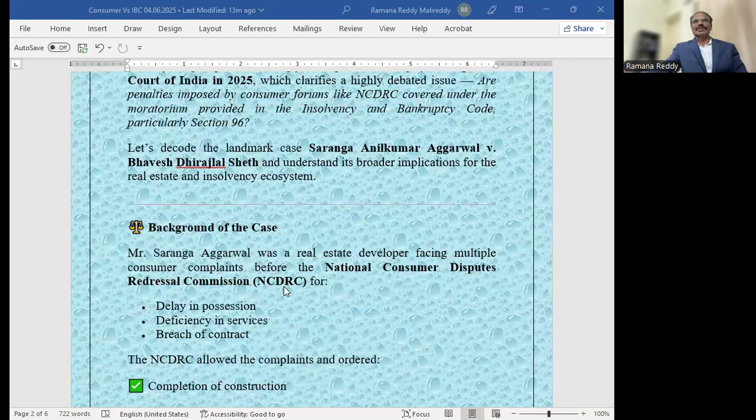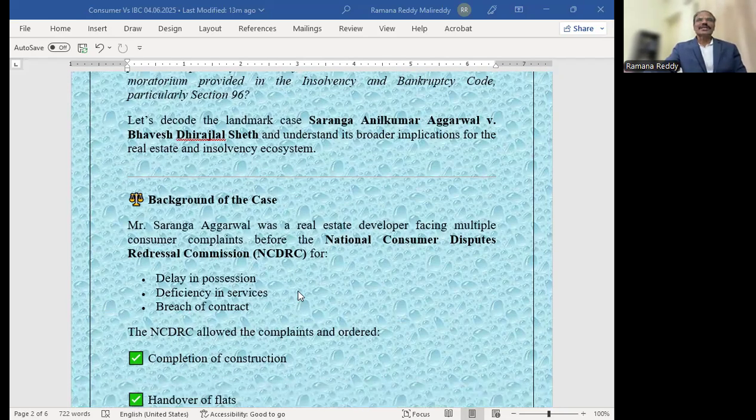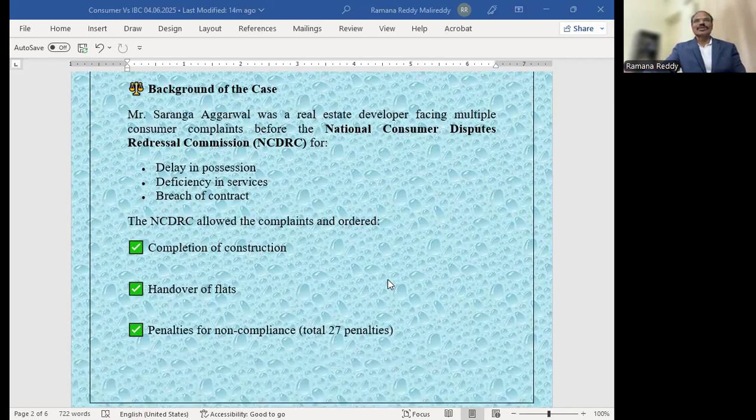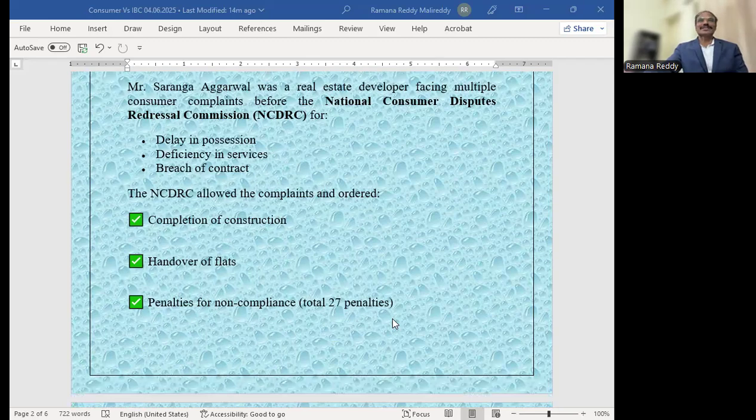Now I will take you to the background of the case. Mr. Saranga Agarwal was a real estate developer facing multiple consumer complaints before the National Consumer Disputes Redressal Commission, that is NCDRC, for delay in possession, deficiency in services, and breach of contract. The NCDRC allowed the complaints and ordered completion of the construction, handover of flats, and penalties for non-compliance, a total of 27 penalties imposed.